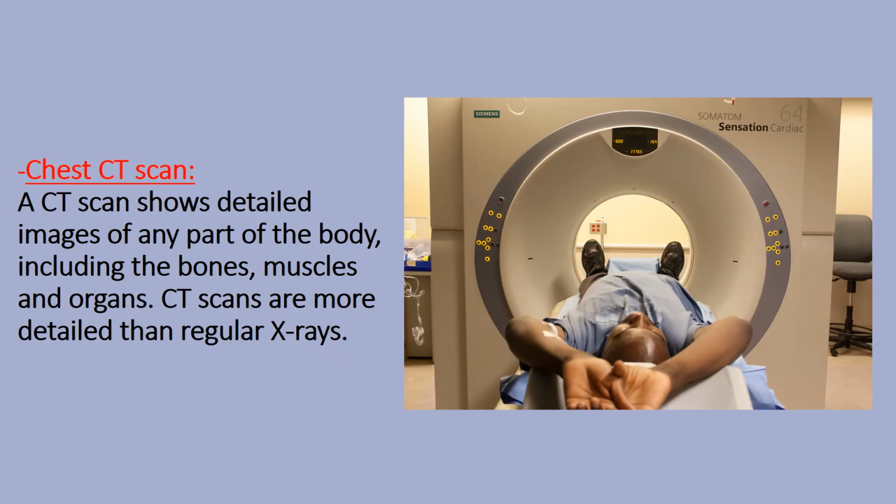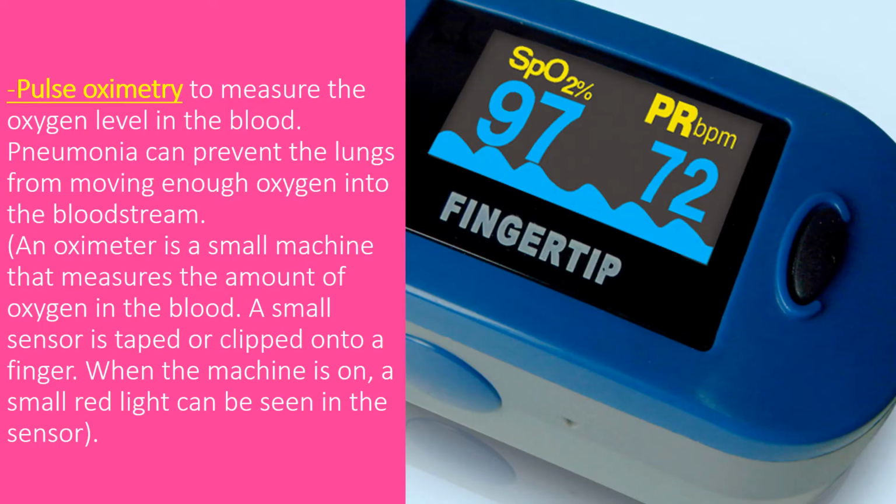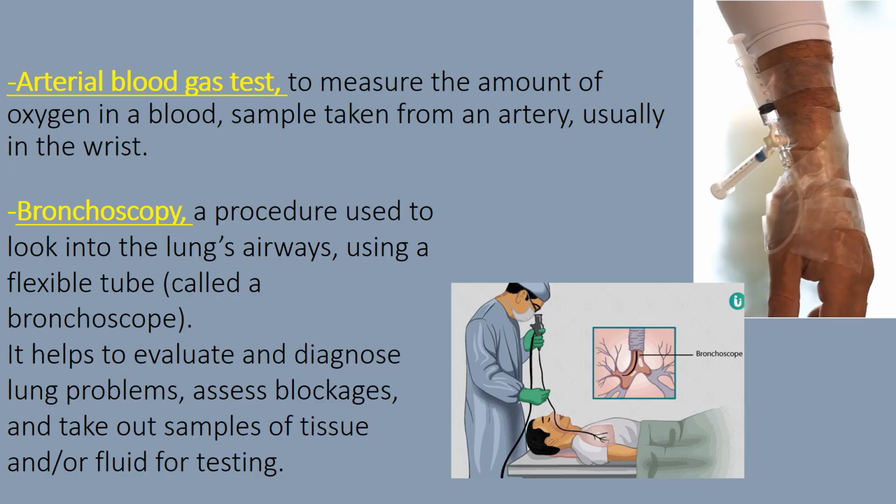A CT scan shows detailed images of any part of the body, including the bones, muscles, and organs. CT scans are more detailed than regular X rays. Pneumonia can prevent the lungs from moving enough oxygen into the bloodstream, hence, pulse oximetry helps to measure the oxygen level in the blood. Arterial blood gas test to measure the amount of oxygen in a blood sample taken from an artery, usually in the wrist.